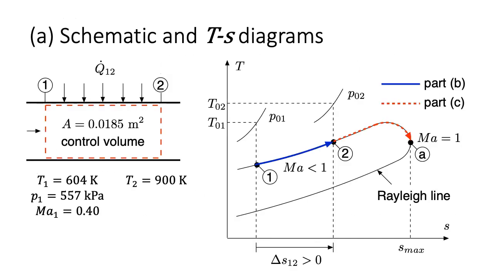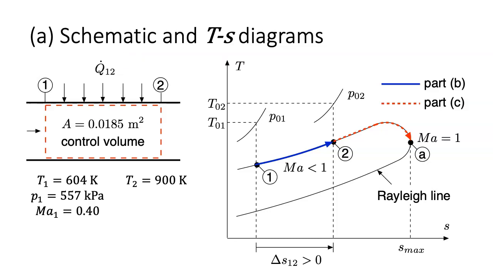For part A, sketch the temperature entropy diagram. Before doing so, let's look at a schematic diagram for the flow. Air enters the frictionless tube of constant area A on the left, then flows to the right from section 1 at a specified temperature, pressure, and Mach number to section 2 at a specified temperature. While the air moves from section 1 to 2, heat has been added to increase the temperature by 296 Kelvin.